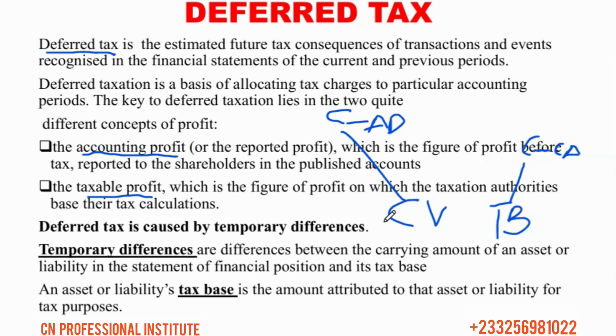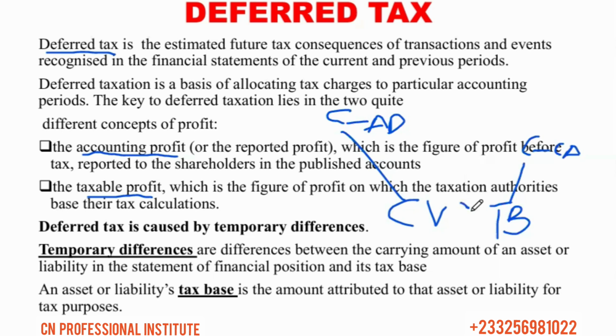right? So I'm saying accountants look at the carrying value. Tax authorities look at the tax base. It's basically the same thing. Carrying value is the cost of the asset minus accumulated depreciation and accumulated impairment losses. Tax base is the cost minus capital allowance. So we compare the carrying value with the tax base for assets.